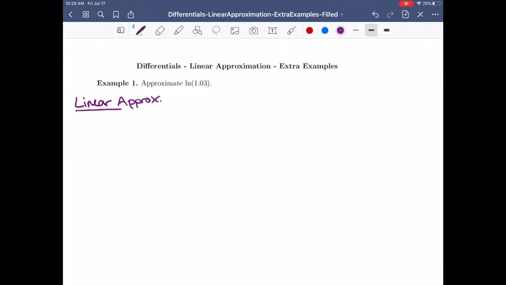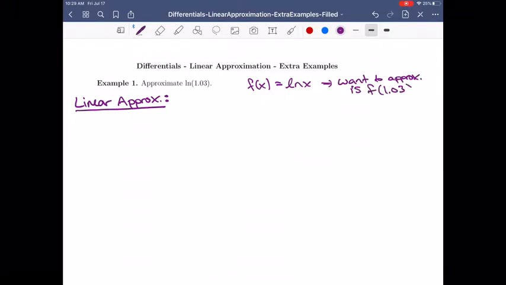Now remember, these are in fact the same. They're doing the same thing, they just look different. Because I want to approximate ln of 1.03, I want this to be the y value of a function at a specific x value. So I'm going to use f of x equals ln x, because then what I want to approximate is f of 1.03. So now it's a y value of this function, and my x value is 1.03.